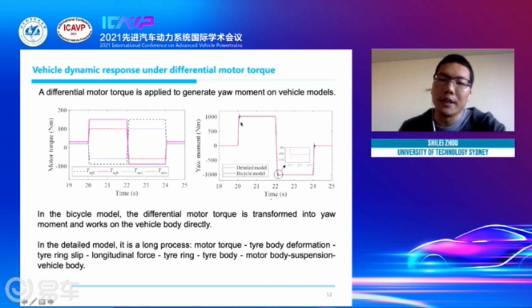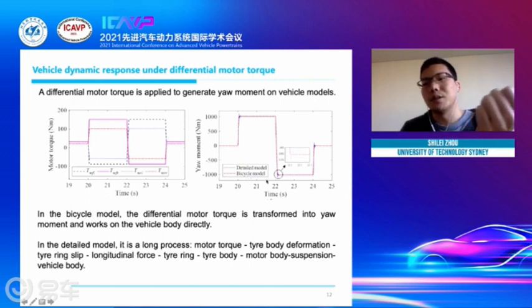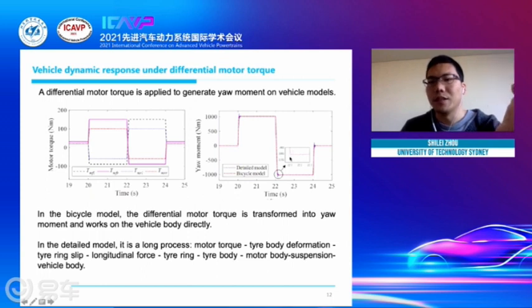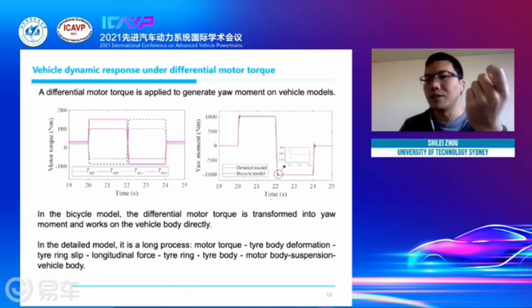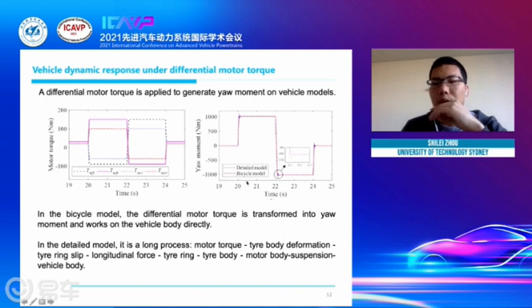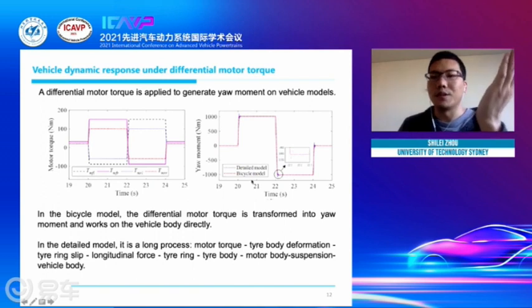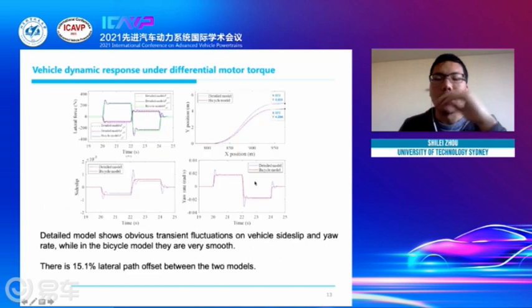Initially, from the yaw moment, we could say in the bicycle model, of course, everything will be very smooth because there are no dynamics. It's just a rigid body. But in the detailed model, the tire dynamics and suspension, and of course the tire road interaction, generate a dynamic process, a transient process. So we can see it clearly. There is a dynamic process, not just a simple rigid body process. We can see the difference.